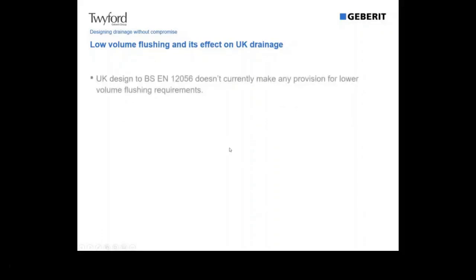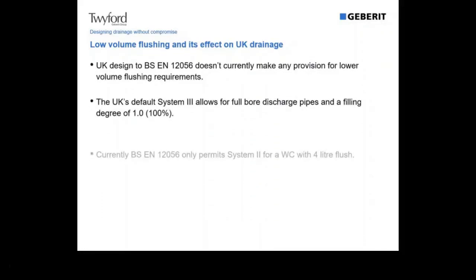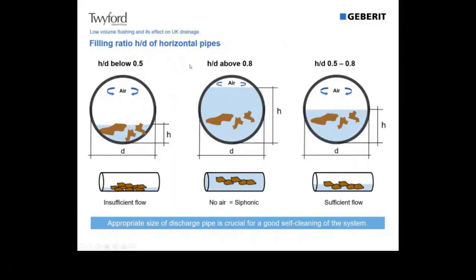So as we're moving down to a 4.5 litre flush, that's quite a concern. Looking at the fill ratio of pipes, realistically below 50%, you have insufficient flow. You don't have enough flow of water to evacuate the waste. When you go above that and you start getting to 0.8, then you end up with very little air in it. So at a 0.8 fill, you're working more siphonically. You don't really want your drainage going siphonically. If you're doing it with rainwater, it's great. If you're doing it with drainage, it's not going to go well. Whereas you want between 50% full and 0.8 full, that will give you sufficient flow on a good gradient to evacuate both the foul water and the waste from the pipe.